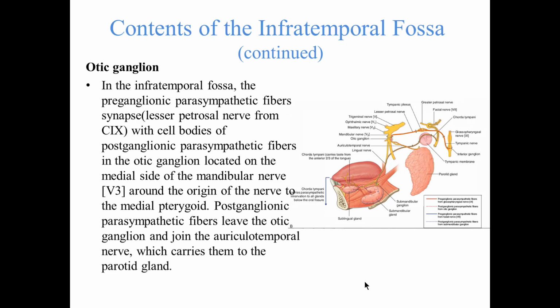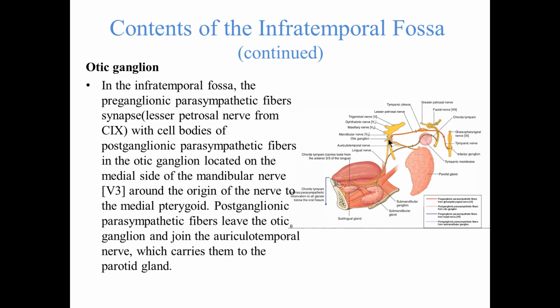And the otic ganglion. This small ganglion is located in the infratemporal fossa. The otic ganglion is a small oval ganglion situated just below the foramen ovale. This is the foramen ovale, and the otic ganglion is located near this foramen. It is a peripheral parasympathetic ganglion.